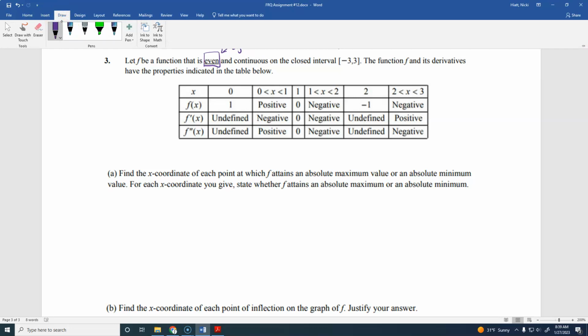So we're supposed to find the x-coordinate of each point at which f attains an absolute maximum value or an absolute minimum value. For each coordinate you give, state whether f attains an absolute maximum or an absolute minimum.